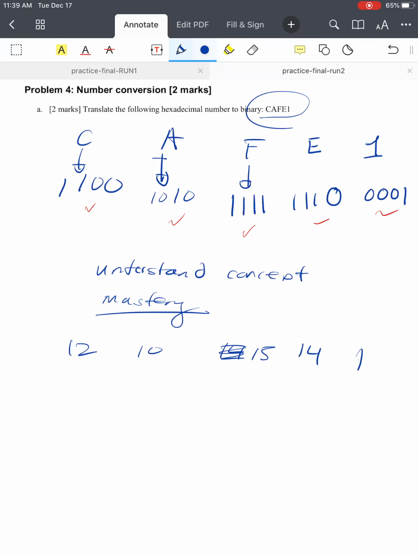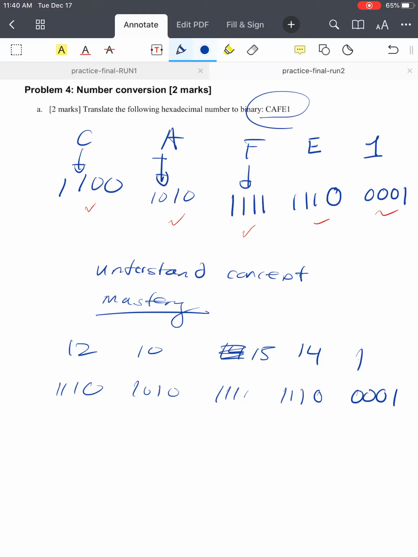And then, yeah, if you want to go back and see if I was right, 12 goes to 1, 1, 0, 0, 10 would be 1, 0, 1, 0, and then 15, 1, 1, 1, 1, and then F, oh, I think I missed one. Okay, F, E, maybe not. E would be 1, 1, 1, 0, and then 1 would be 0, 0, 0, 1.